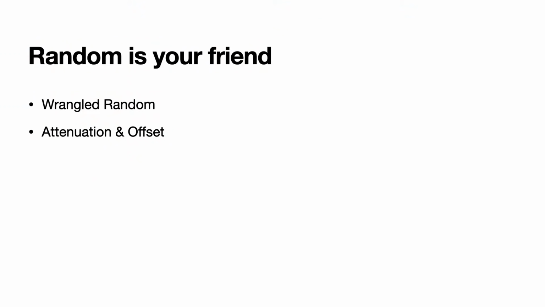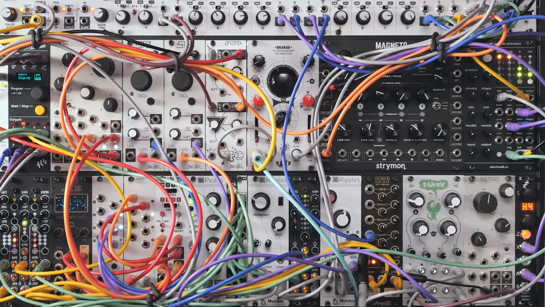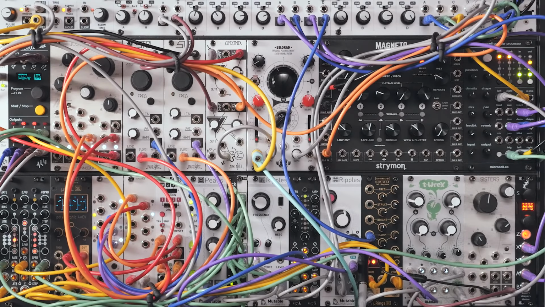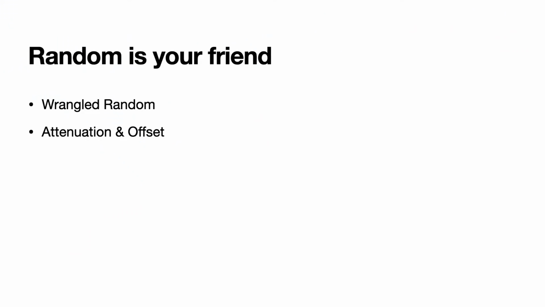And that's number one, the use of random voltage. If you look up the Krell patch, K-R-E-L-L, by Todd Barton, it's like an organism. He makes an organism with the patch. So it can get really wild when you use random, but it can also get quite pretty nice if you wrangle it. And what the wrangling is, is the use of attenuation and offset.